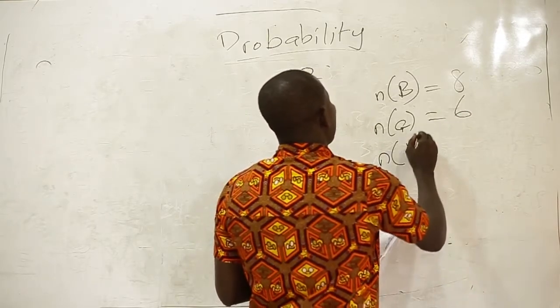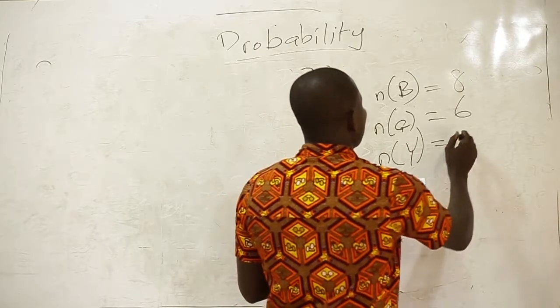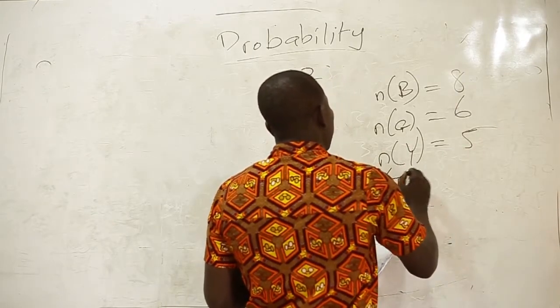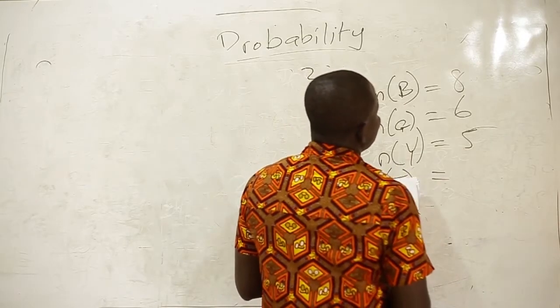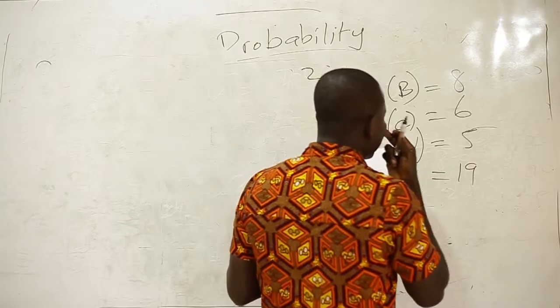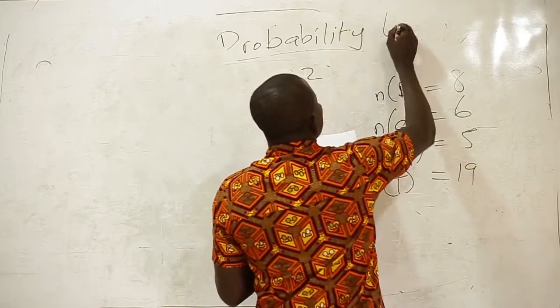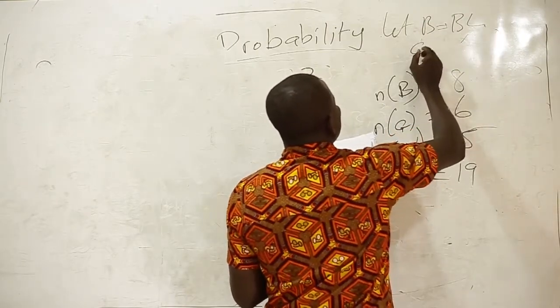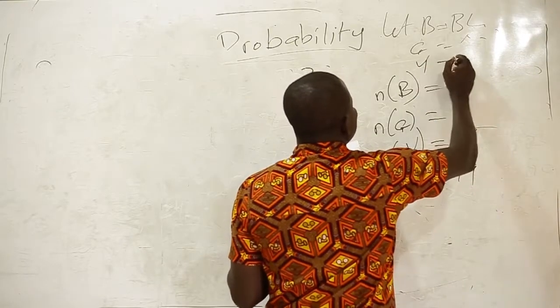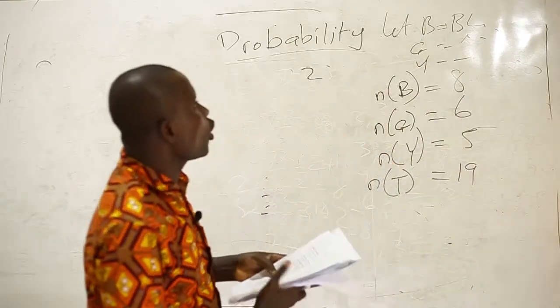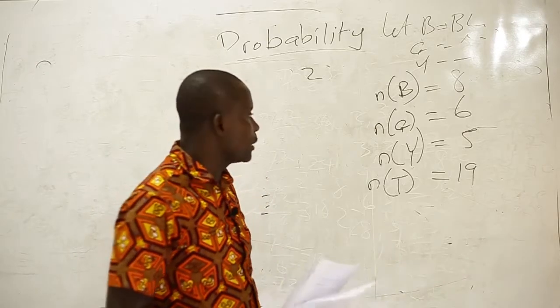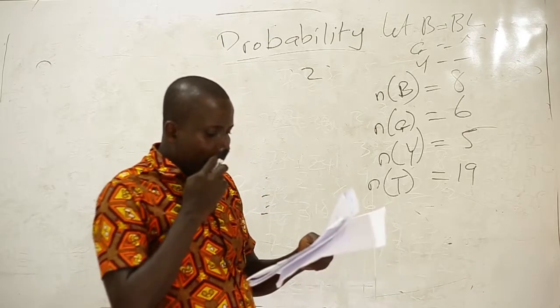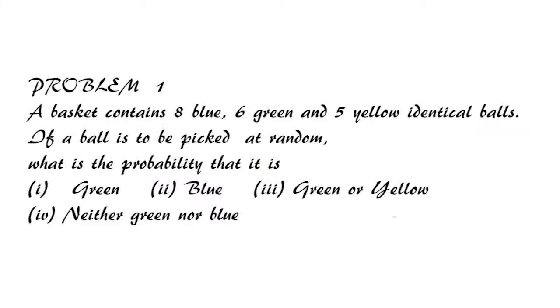Then number of yellow balls, N yellow, is equal to 5. So N, the total number of balls in the basket, is going to be what? 19. Exactly. Meanwhile, you let the examiner know that let B represent what? Blue. Do that. G represents green, and then Y represents yellow. Let the examiner know that so that anytime you quote G, B, or Y, he knows what you are talking about. Okay. Now, he said, if a ball is to be picked at random, what's the probability that it is green?